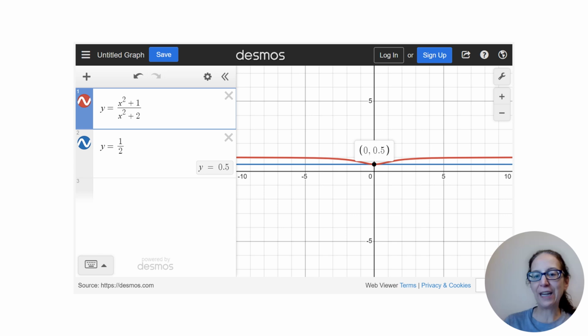And what you can see there is that that is not the same function. Now, right here, you can see that there is one spot where they intersect. So if you had an equation and you wanted to know when it equaled 1/2, then you could do it that way, find the point of intersection. What that tells you is that when x is equal to 0, then yeah, that function is equal to 1/2. But generally, no, they are not the same.